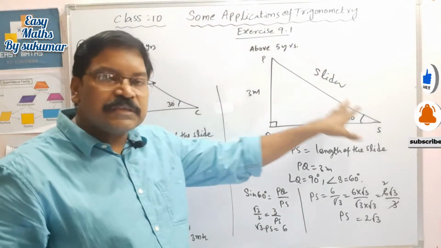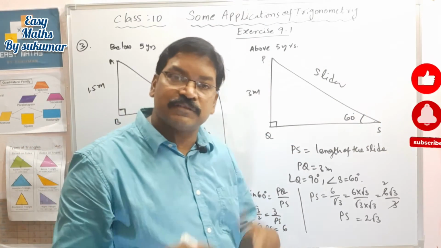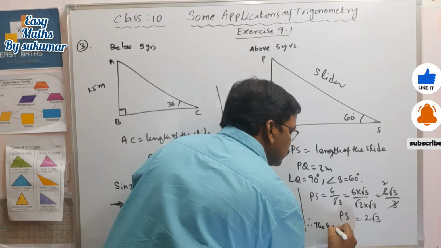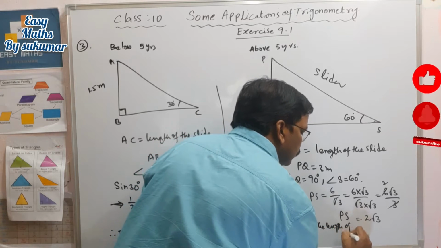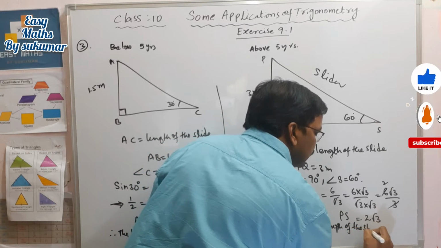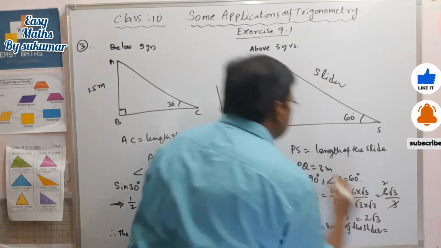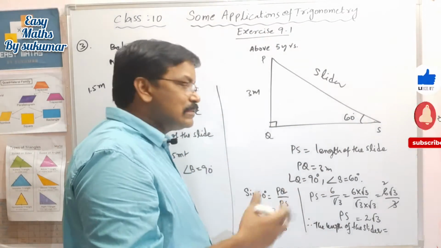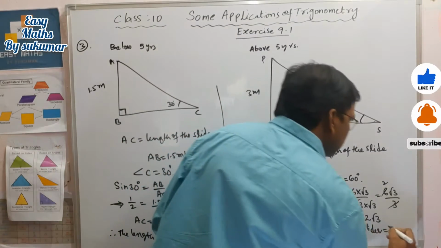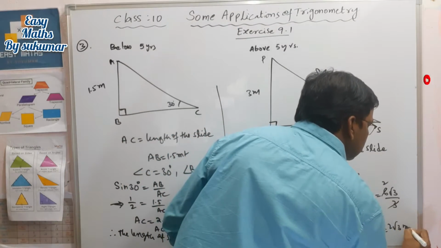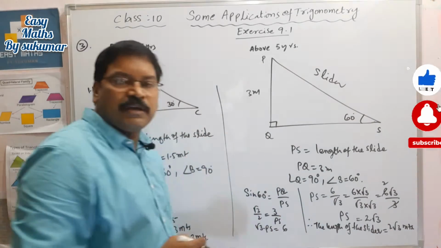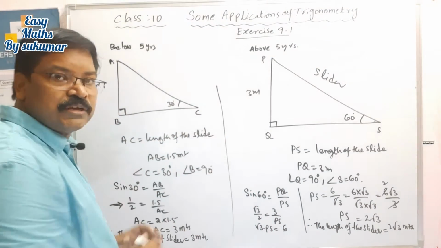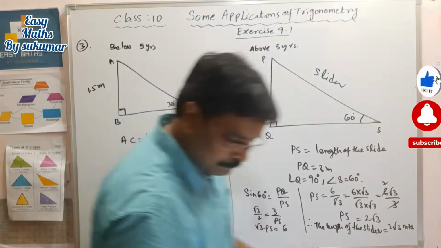See, what is PS here? This is the length of the second slide. Therefore, the length of the second slide, which is at a height of 3 meters and inclined at an angle of 60 degrees with the ground, is 2 root 3 meters. Did you understand? Right.